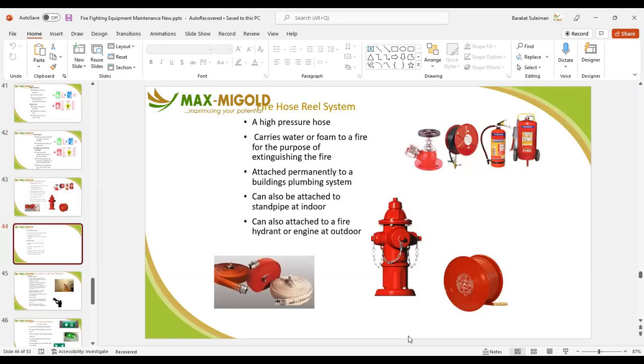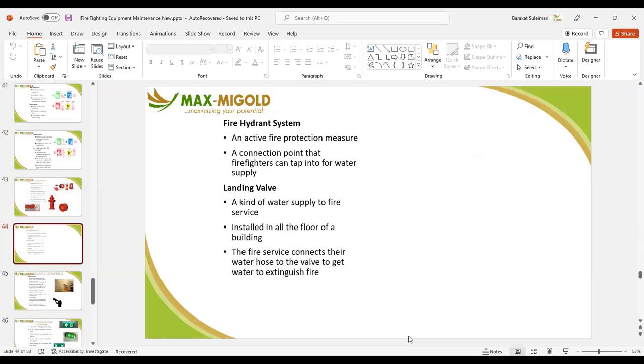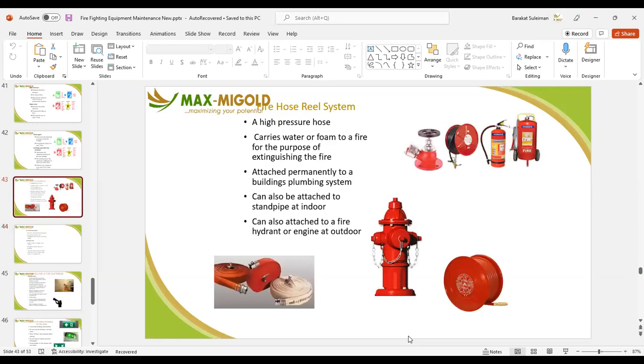Okay, so it works the same way with maybe fire hydrants that you have outside. The difference is, you have the landing valve, that's the hydrant system outdoor. The hose reel is actually indoor. So that's circular, that red, how do I describe this now? So let me see what is on this picture.